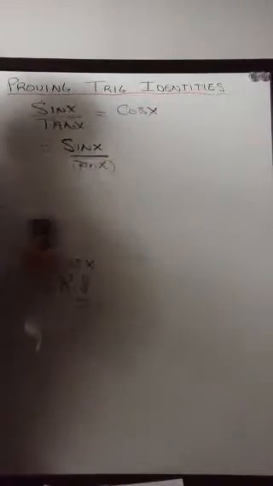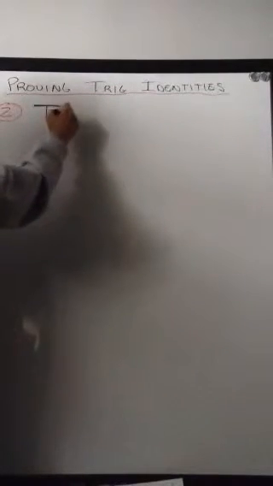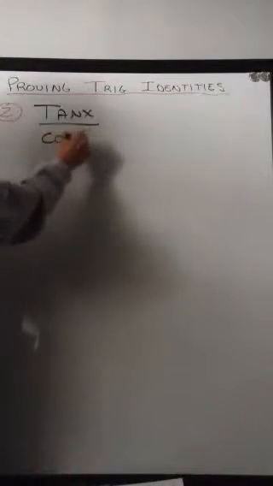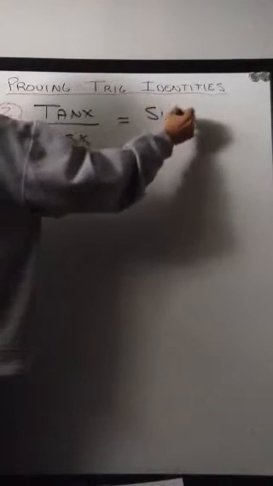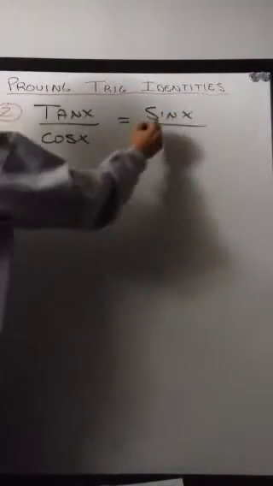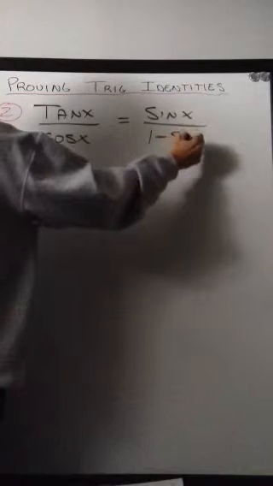All right, let's try another. Okay, in this next example, so example number 2, not much more difficult than the previous example. We will take tan x over cos x equals sine x over 1 minus sine squared of x. So we have this.